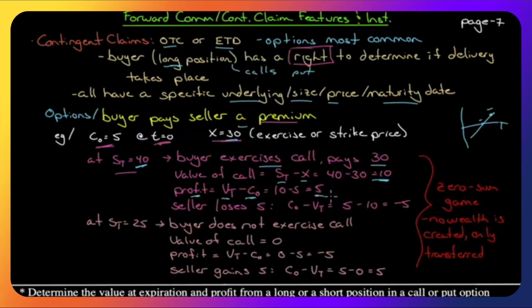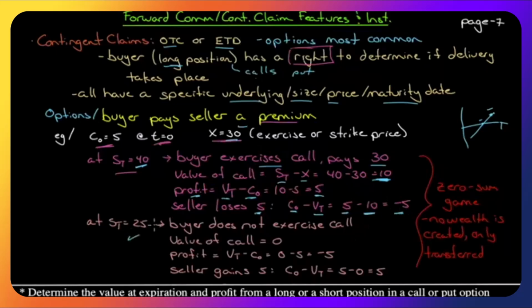So the profit is $5. The seller loses $5 because remember, the seller got paid $5. If the seller got paid $5 and the contract is worth 10 to the buyer, it's worth negative 10 to the seller. But the seller got $5 up front. So it is the cost or the premium minus the value of the contract. There's what the seller got up front, $5, but lost 10 on the contract, so it was down $5.